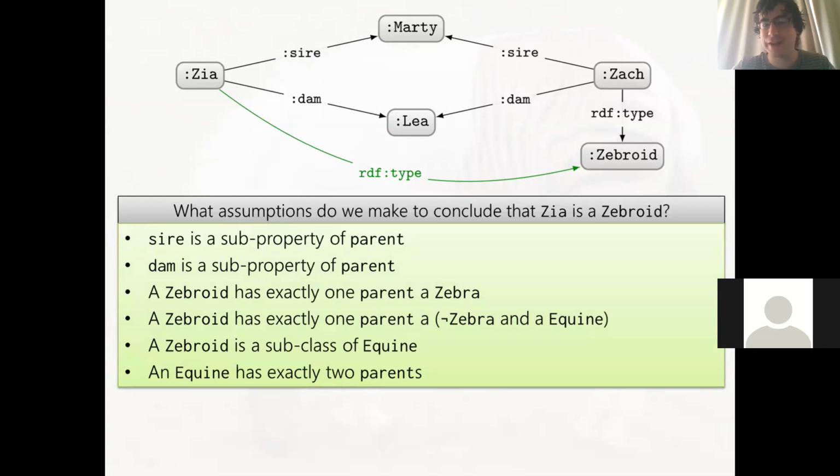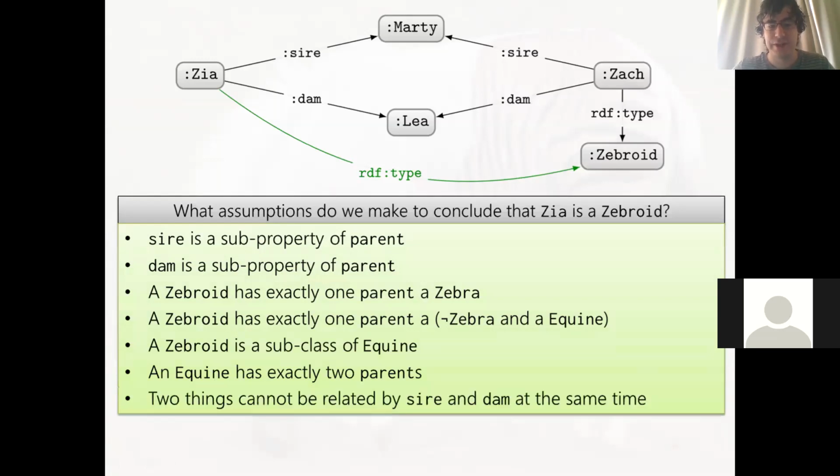An equine has exactly two parents. Okay, this one is quite general. Two things cannot be related by sire and dam at the same time. Okay, I'll explain why we need that, but essentially we need to say that Marty is a different animal from Leah, which might seem obvious here, but in general we can't assume that two names refer to different things in full generality.